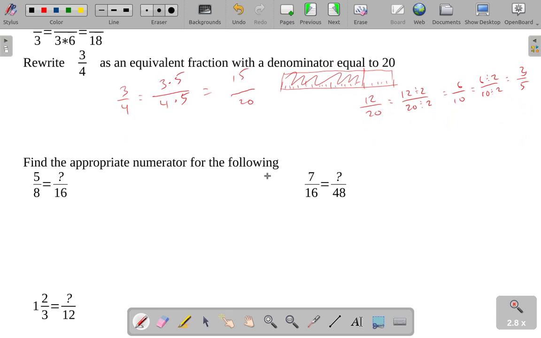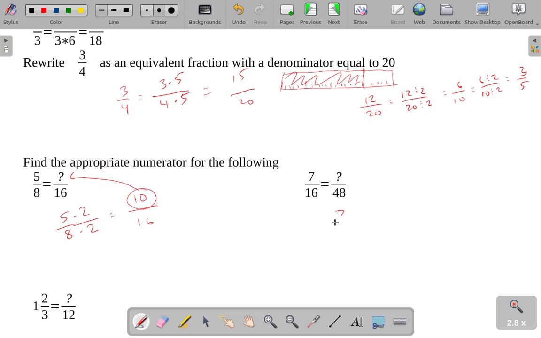All right. Let's find the appropriate numerator for the following. If we have 5/8 and we want to write it with a denominator of 16, let's think about how we would do this. I want to multiply the bottom by something to make it a 16. I want to multiply 8 by 2 to get up to 16. So I have to also do that to the top. 5 times 2 is 10. So I would have to have a 10 over 16 in order for those to be equivalent.